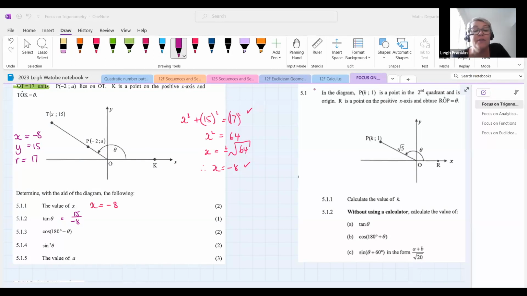Perfect. Okay, this over here is out of 2 marks. Cos 180 minus theta. Okay, because you have to do a reduction formulae, or you apply a reduction first. So what you should have done here is first written this as negative cos theta. That would have given you 1 mark. And then remember, cos theta is x over r. So that would have been -8 over 17, which would have given you 8 over 17. A mark here and a mark here.